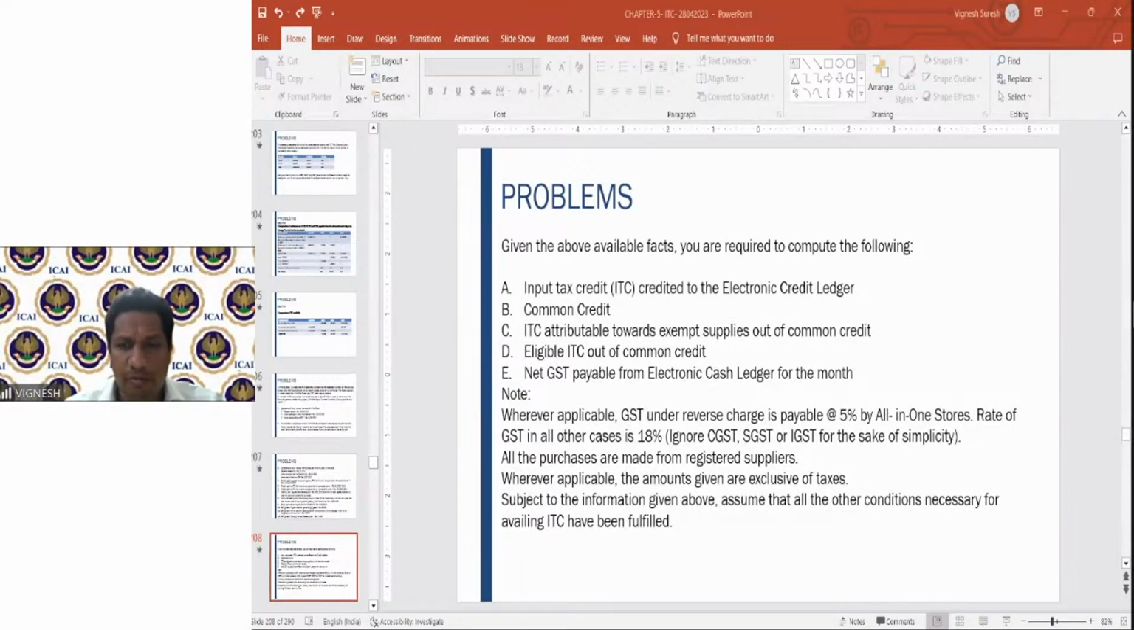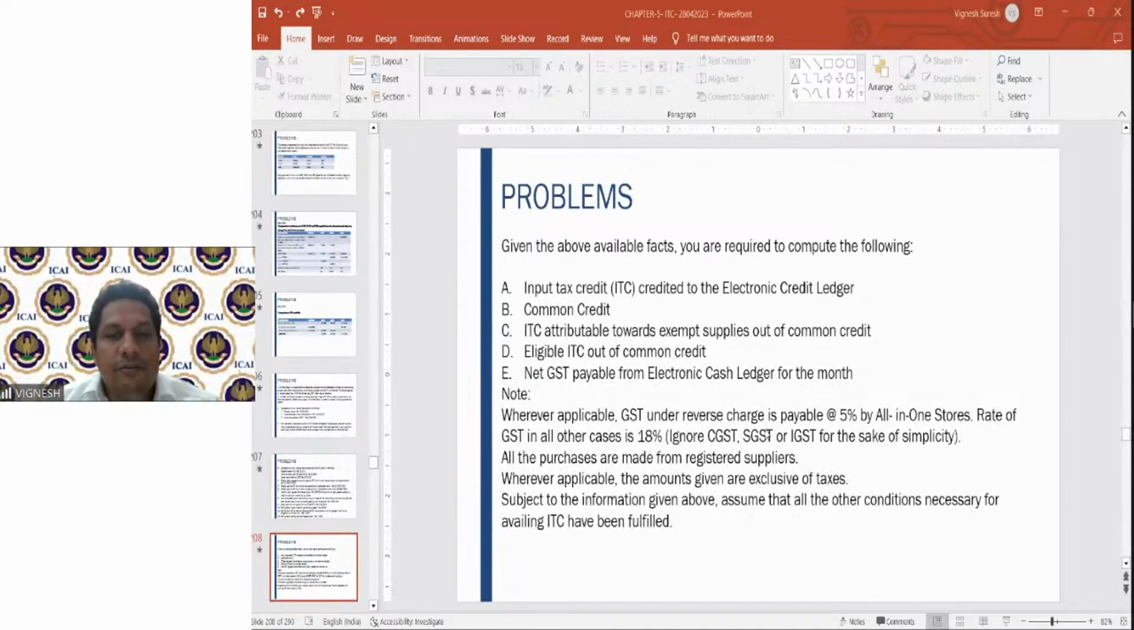Very exhaustive problem. It covers all the provisions which you have written. Other than maybe place of supply, that is not covered here, but pretty much it covers everything. So first, look at the input tax credit. How do you work out the input tax credit wherever there is common credit? You have to first take the total input tax involved. From there, you have to remove the input tax attributable to non-business purpose, input tax attributable to exempt supplies, and input tax attributable to blocked credits.